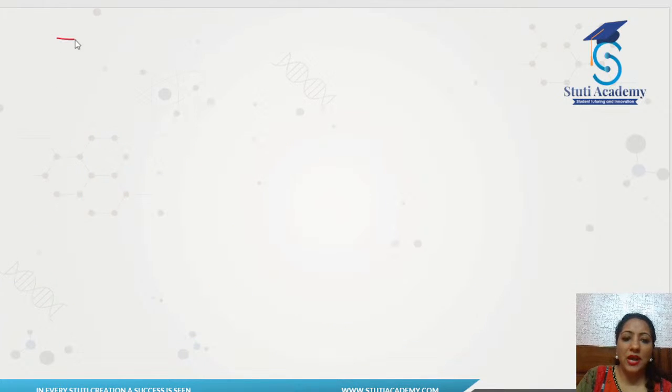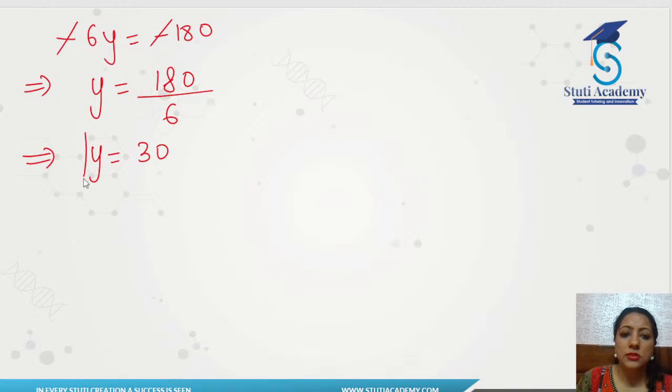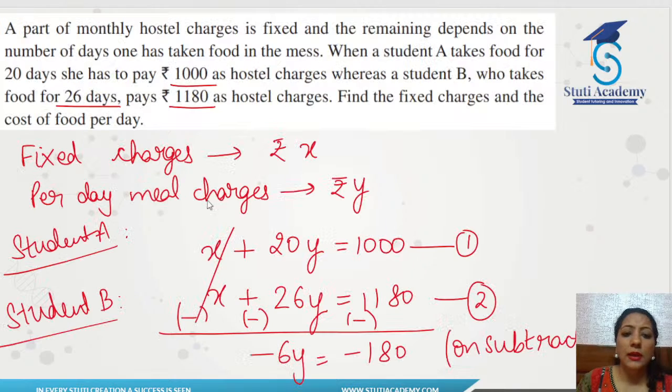And in the next step, we have minus 6Y equal to minus 180. I've just copied the previous step. Here, minus and minus will get cancelled. And then the 6 we can take on the right hand side. This will go in the denominator here. So we will get Y as 30. So Y is 30 that we have got. That means per day meal charges we have as 30 rupees.